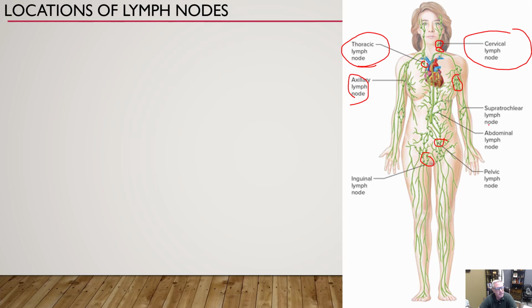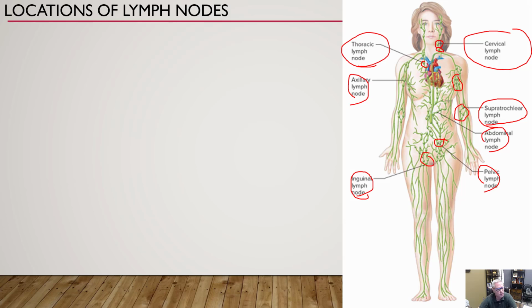We have these things called supratrochlear lymph nodes. They're on the medial side of the elbow. Remember anatomical position. Abdominal lymph nodes are in the abdominal cavity. Pelvic lymph nodes are going to be in your pelvic cavity. Inguinal lymph nodes are going to be in your inguinal region. Basically, your lymph nodes are going to cover the area that's kind of closest to them.